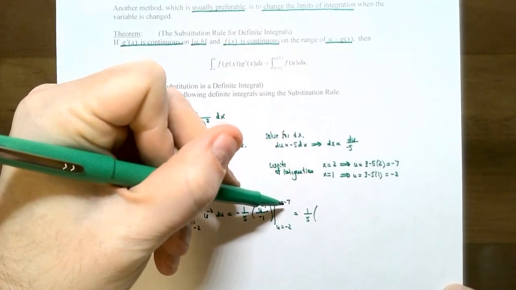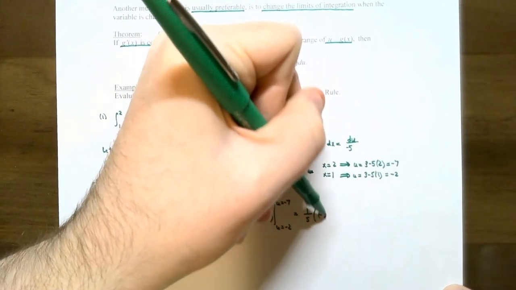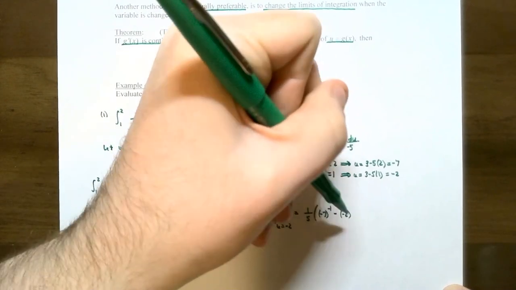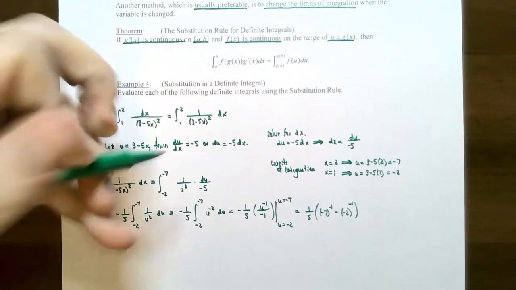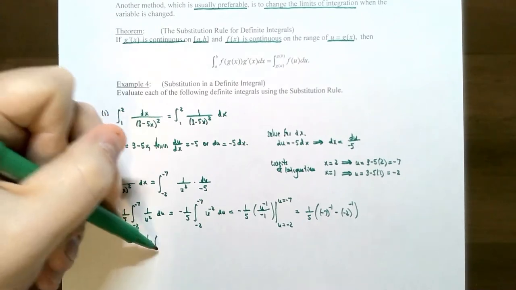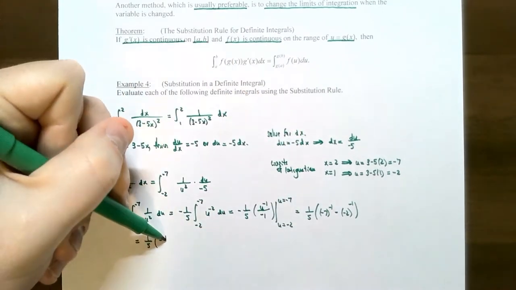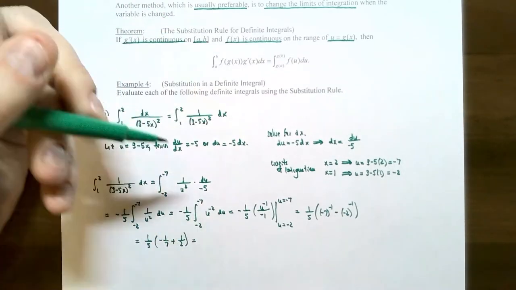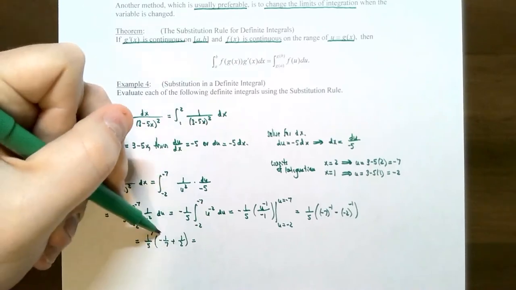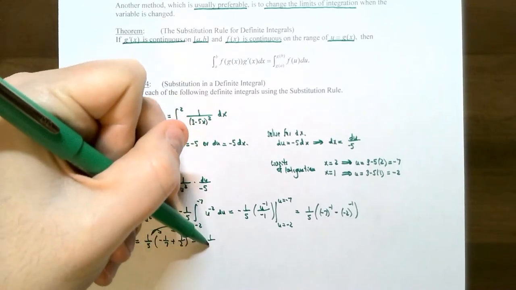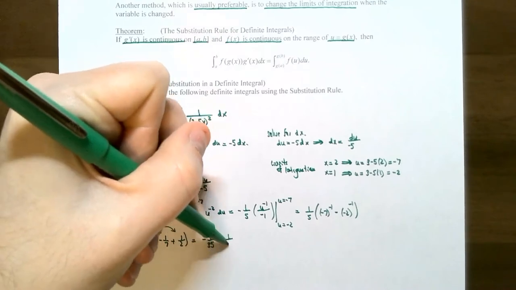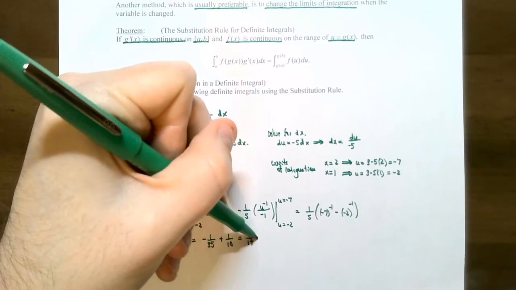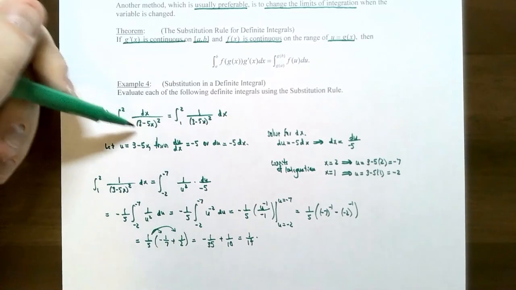The upper limit of integration goes in first. You will find it's negative 7 to the negative first power. And then subtract the lower limit of integration, negative 2 to the negative first power. Well, that simplifies to 1/5 times negative 7 to the negative first, which is negative 1/7. And the same thing for the other one will be plus 1/2. Which is, after you distribute, negative 1/35 plus 1/10, which is 1/14. So that's the area under the curve of the original integrand.